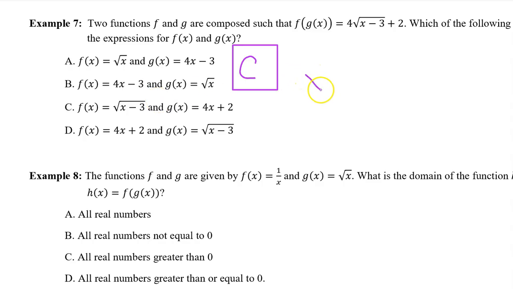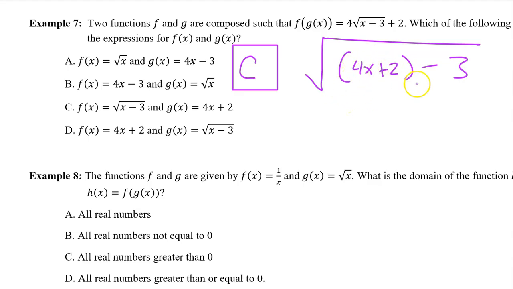For option C, the outer function is the square root of x minus 3. So that would be the square root of parentheses minus 3. That's function f, ready to plug something into it. And then function g is the inner function, which goes inside the parentheses. So the 4x plus 2 would go like this. We could simplify this a little bit, but there's definitely no 4 outside the radical. There's nothing being added on the end of the radical. It's not a match.